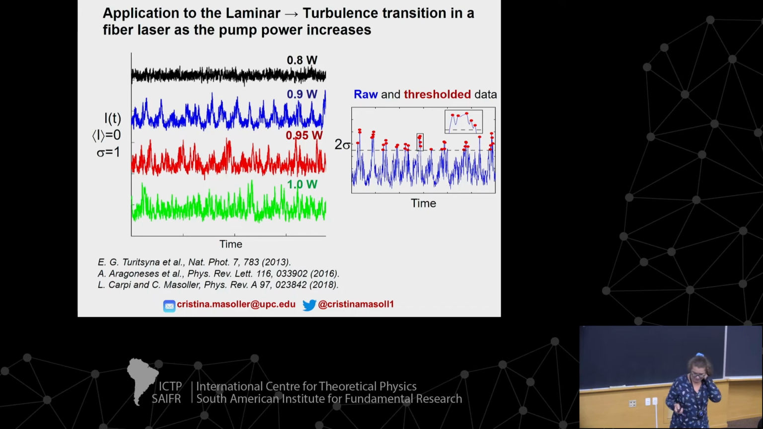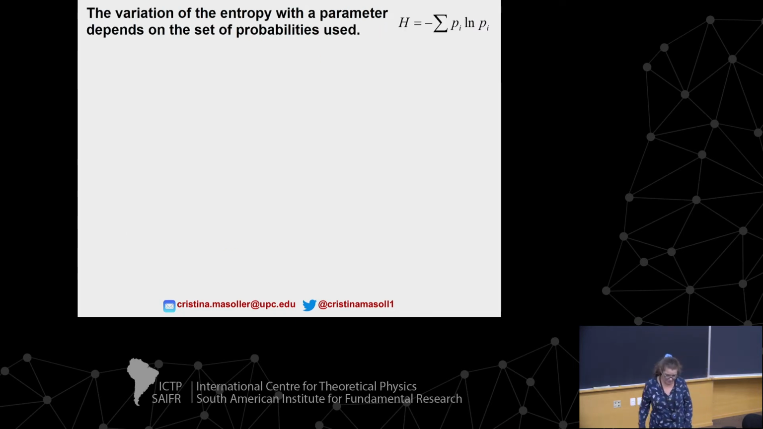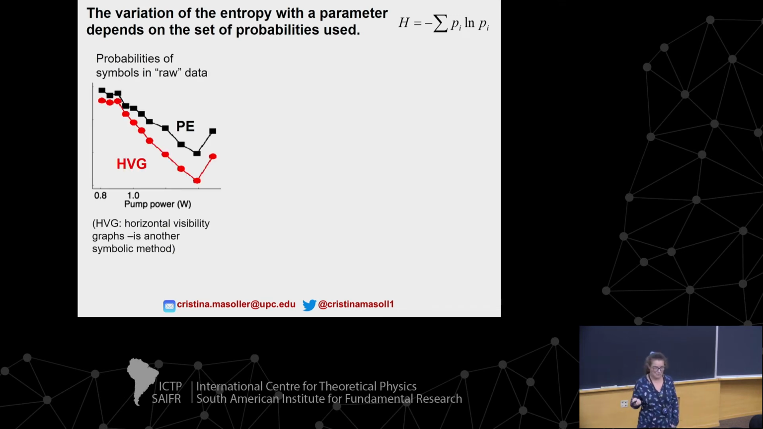And this is the data that I showed you before. What happens if you filter out everything that is below a threshold? In the paper I'm going to show you, we did both. We analyzed the raw data as it was, and also what we call thresholded data, shown in red. And we calculated the entropy. The entropy can be calculated from a set of probabilities, and there are different ways of computing these probabilities. This is using the raw data without any filtering, and the black is the permutation entropy.